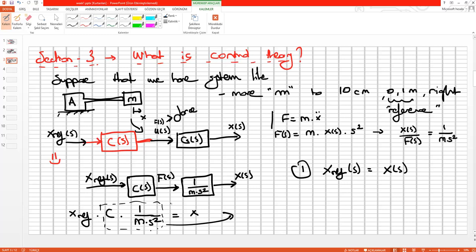Yes, this denominator should be removed by the C, because we can change the C, update the C, or select the C from a control theory perspective or the system dynamics perspective. And so C times 1 divided by m s square must be equal to 1. And so C(s) must be equal to m s square, right? This is known as the controller.